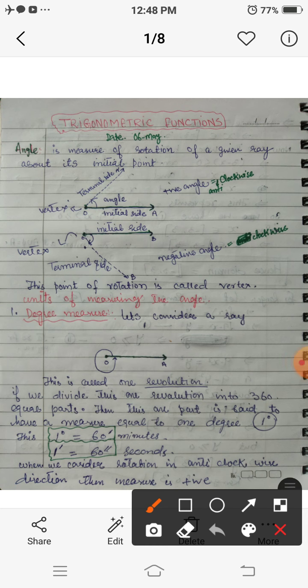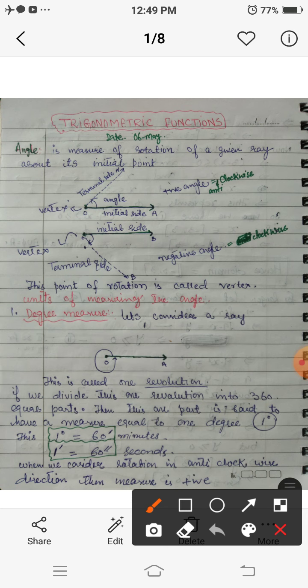Today we are going to start a new chapter of this course, which is trigonometric functions. You know, in class 10th, you studied trigonometry, and you know what trigonometry is. Trigonometry simply means the study of the sides of the triangle. In a triangle we have two things: one, the side, second, the angle.